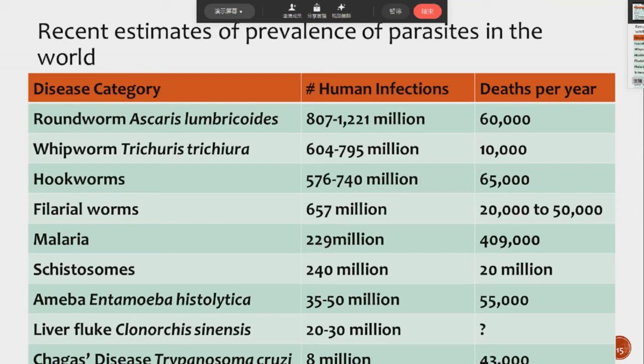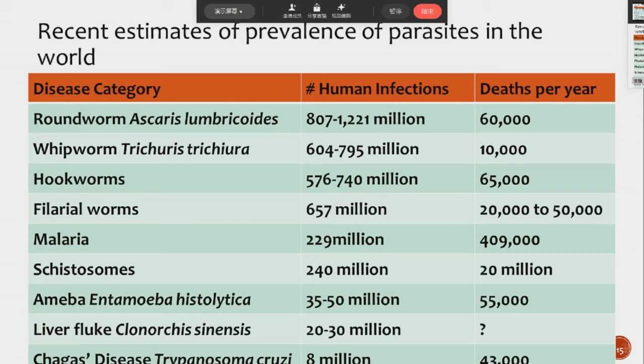So how can we be infected by the liver fluke? We ingest raw or undercooked freshwater fish, not sea fish. If there are larval stages in the fish, then we can become infected. They live in our bile duct and can cause inflammation.